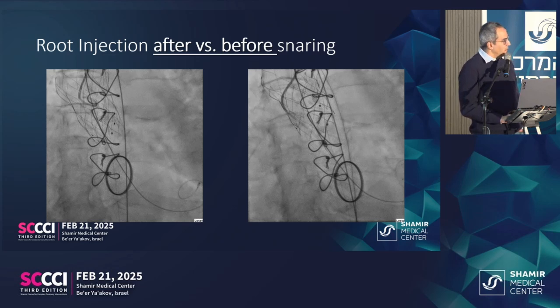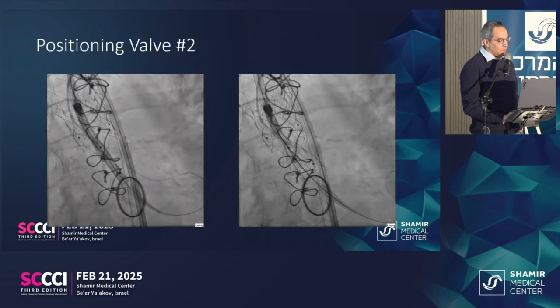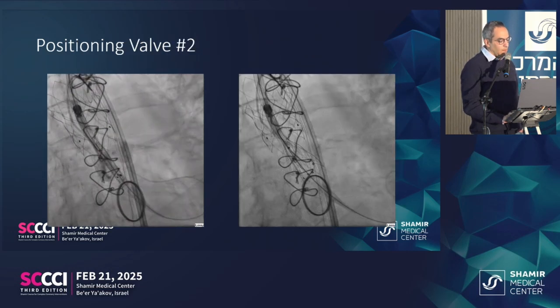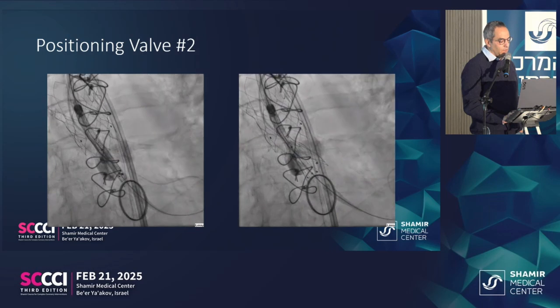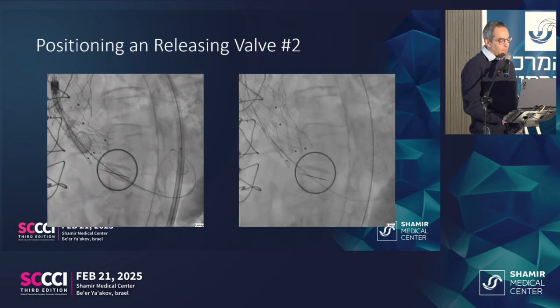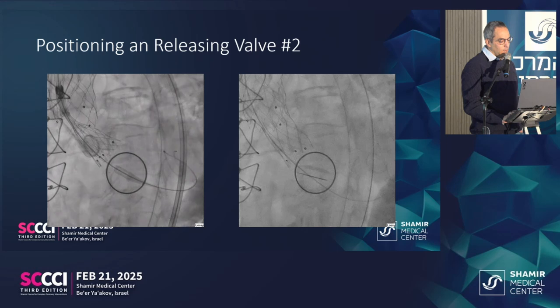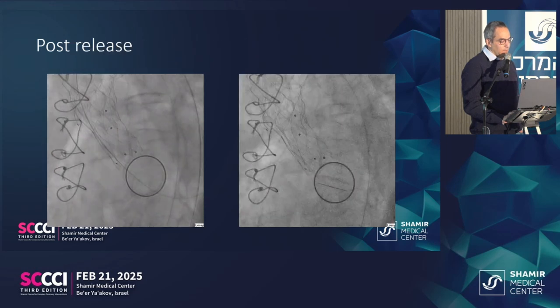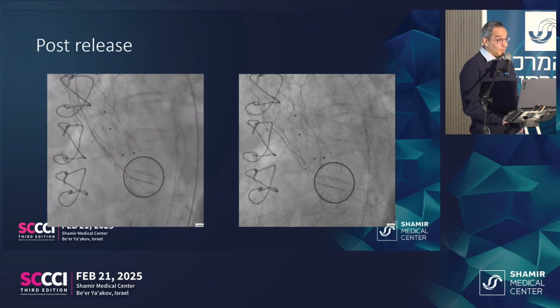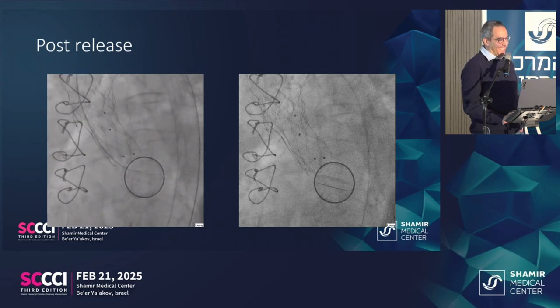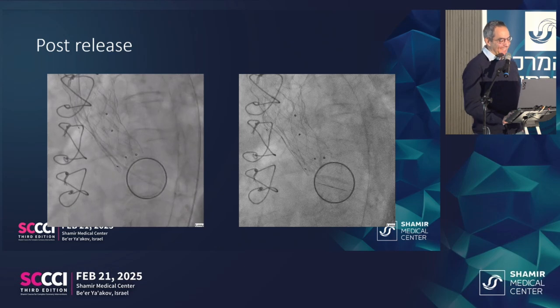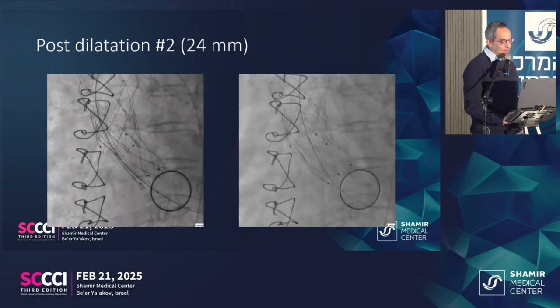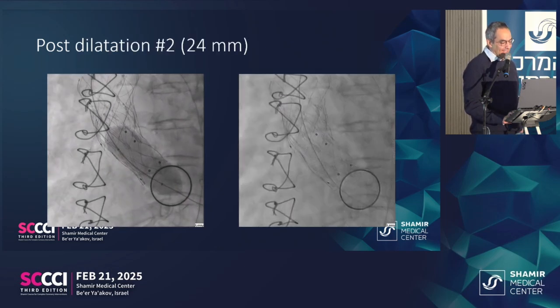But so let's see. So I showed you the root injection before and after. Here you can see positioning the second valve, implanting the second valve, releasing the second valve. Would you post-dilate again? You wouldn't. So we did post-dilate again. What is the hemodynamic result?